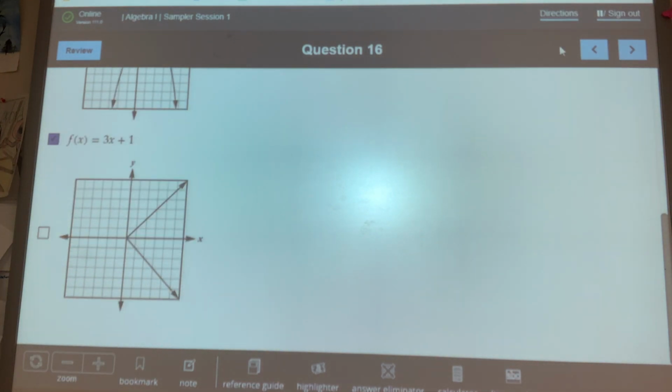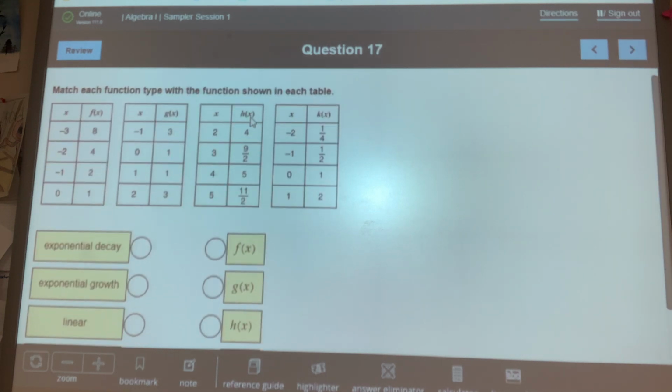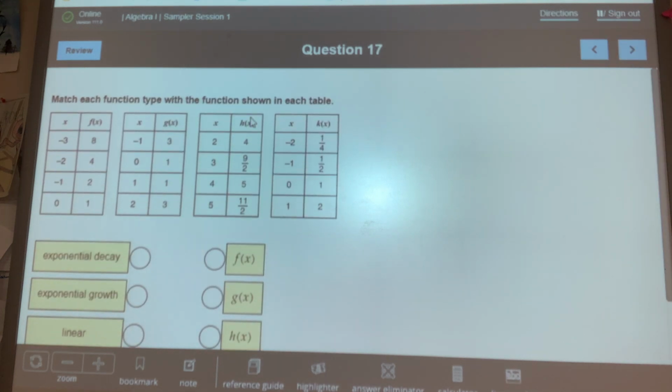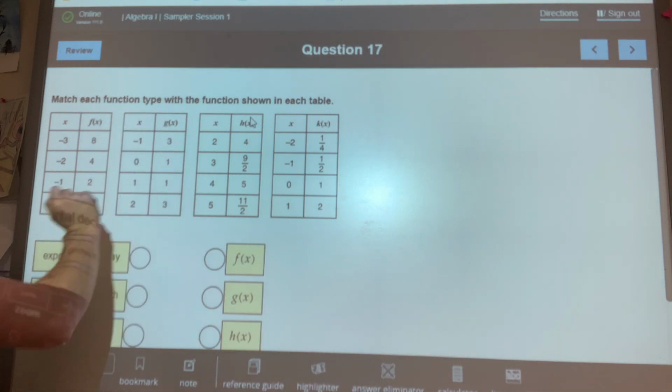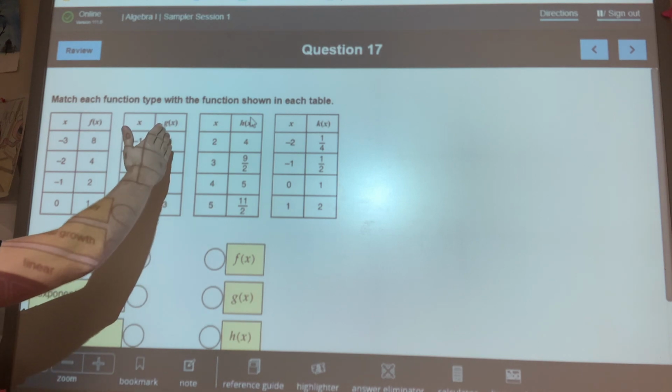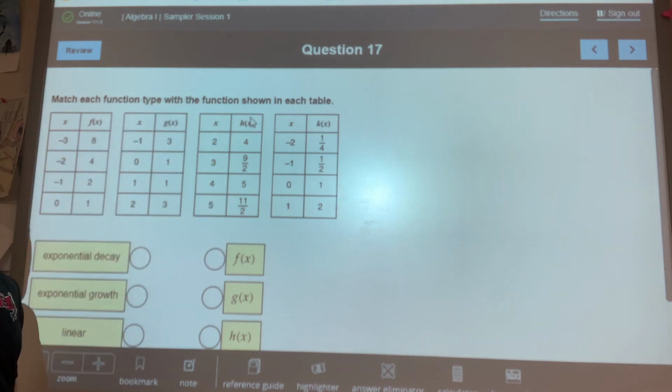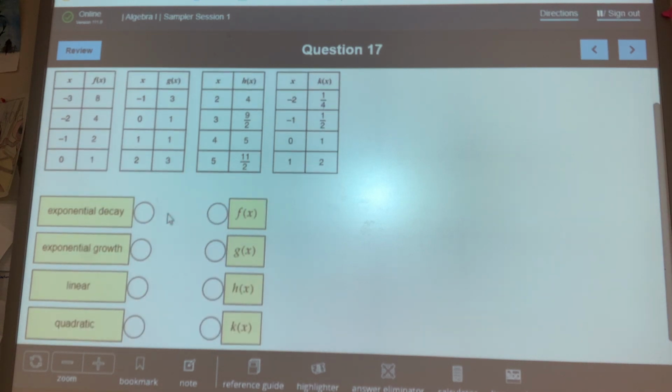Okay, on to question 17. It says match each function type with the function shown in each table. If I'm looking at all of these here, if you look at the middle one, so G, you'll notice that it dips down and then it comes back up. So I know G is going to be a parabola shape and it's going to be quadratic. So G goes to quadratic.